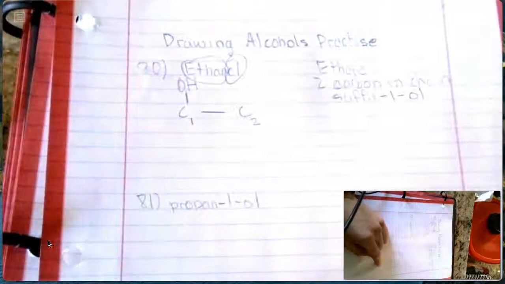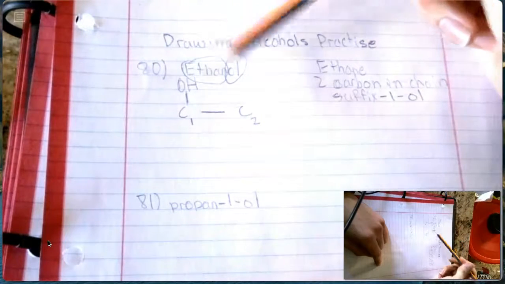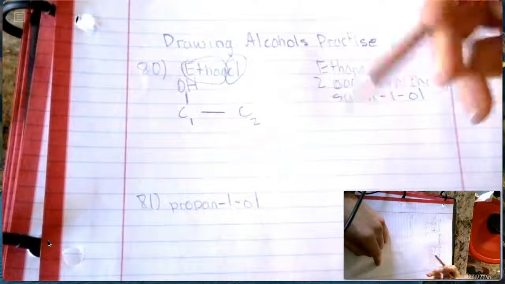Our next step is identifying the prefix. And if we look at our alcohol, we'll notice that there are no prefixes given.